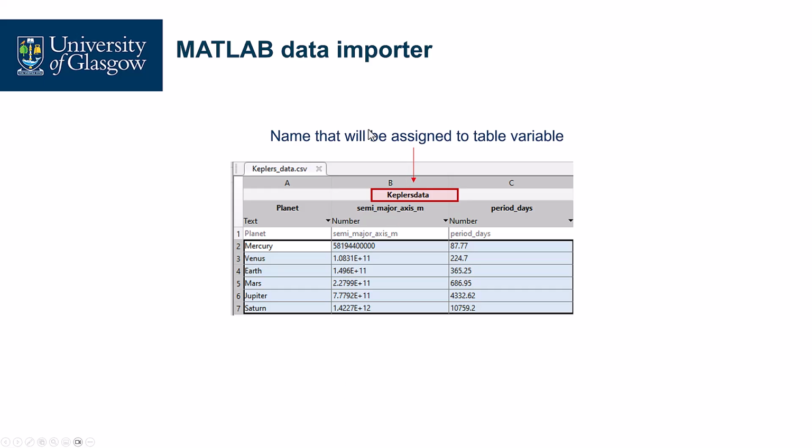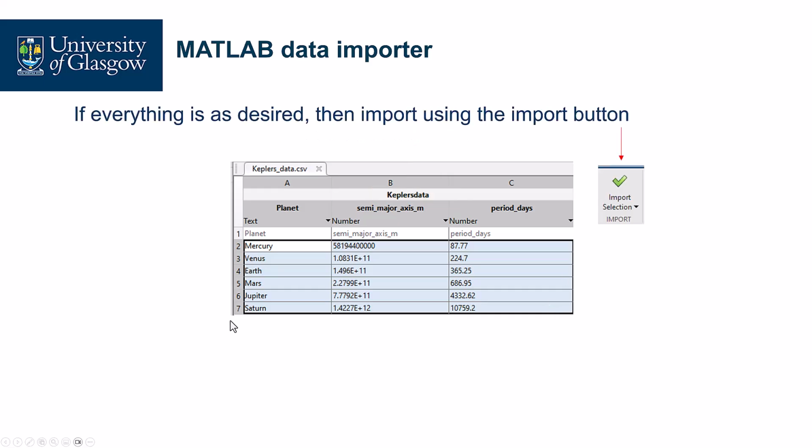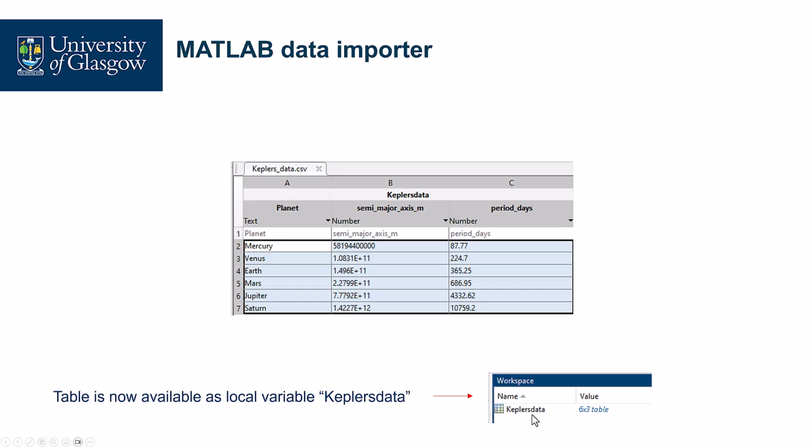And we can find this: when we import it into MATLAB, the calculus data will become the table variable name in the workspace. When you see the workspace, you will find a variable called calculusData, and when you click that, it will display this table, right? If everything is as desired, you just click Import Selection, and the table will go to the workspace. You can see the variable is here, and the value is a 6x3 table, a table variable containing all of these contents, right?